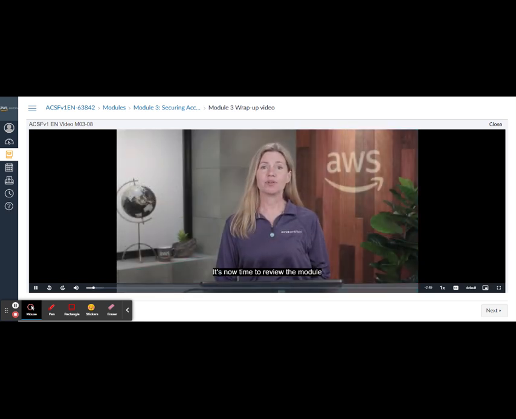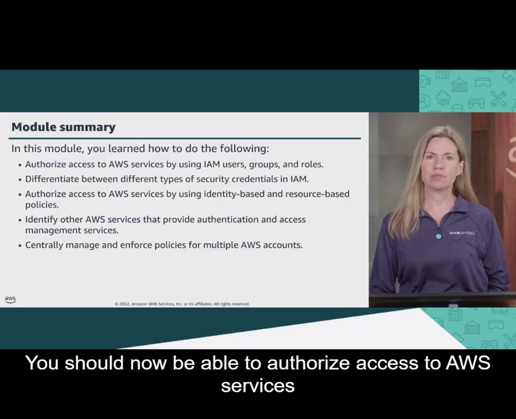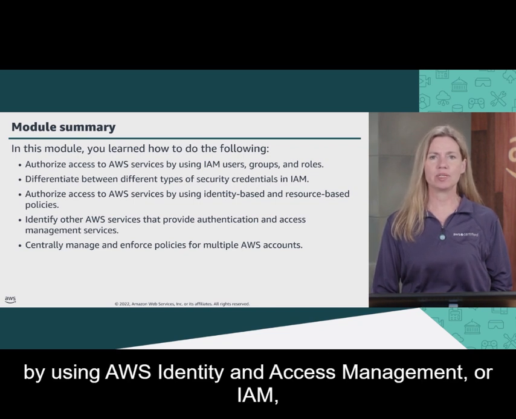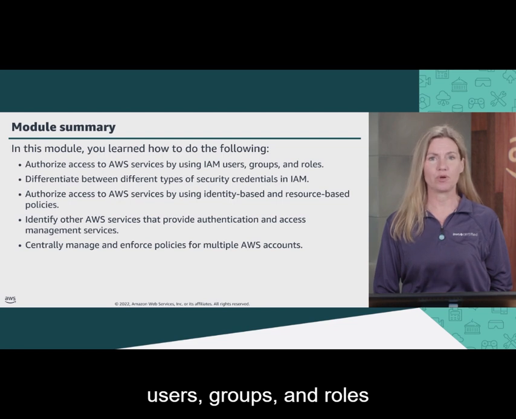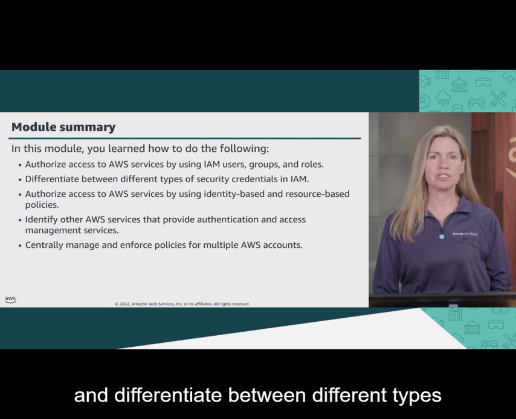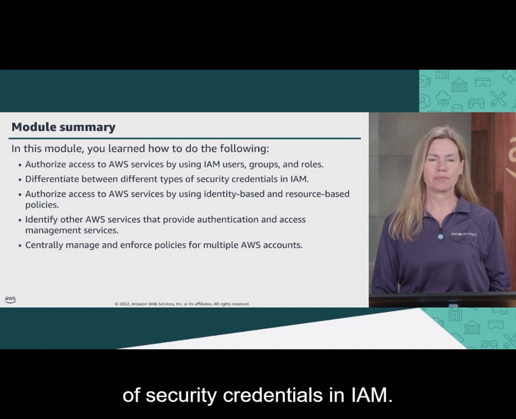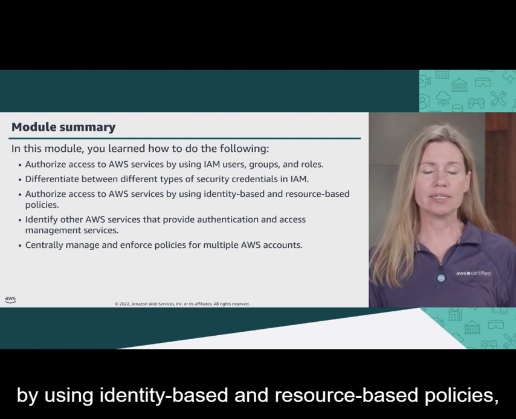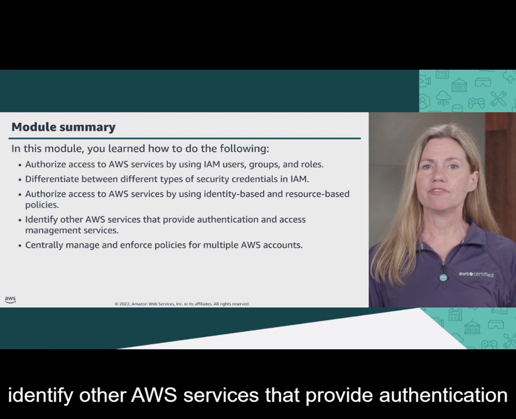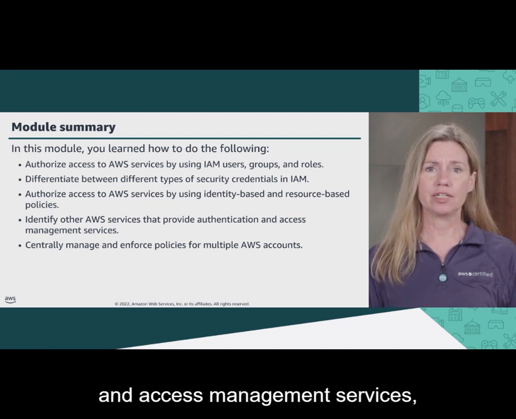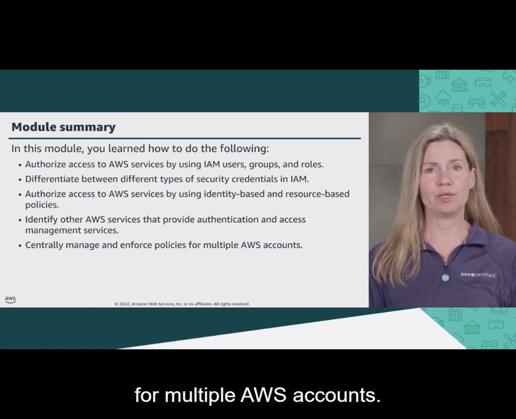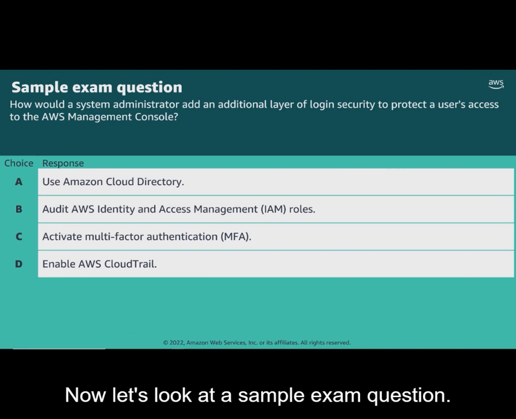It's now time to review the module and wrap up with a practice certification exam question. You should now be able to authorize access to AWS services by using AWS Identity and Access Management, or IAM, users, groups, and roles, and differentiate between different types of security credentials in IAM. You should also be able to authorize access to AWS services by using identity-based and resource-based policies. Identify other AWS services that provide authentication and access management services, and centrally manage and enforce policies for multiple AWS accounts. Now let's look at a sample exam question.